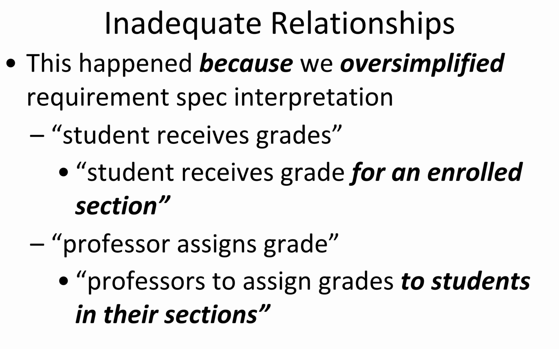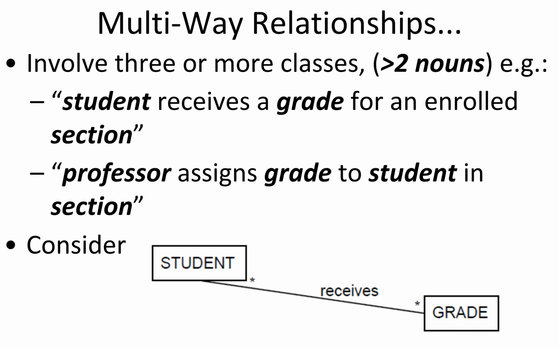So we need to see how we go about fixing these inadequate relationships. If there are more than two nouns, we have to be careful. We have to look for these things. In this one, student receives grades, especially if we have a many-to-many, that's kind of a clue that perhaps we need a little more information about this relationship. Okay, so let's look at this one.